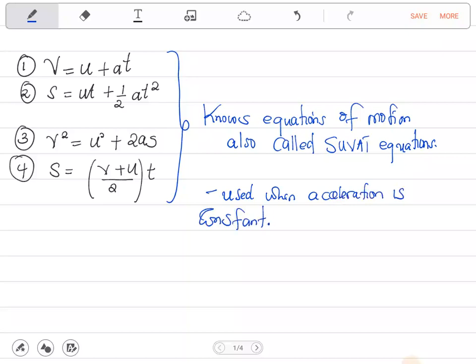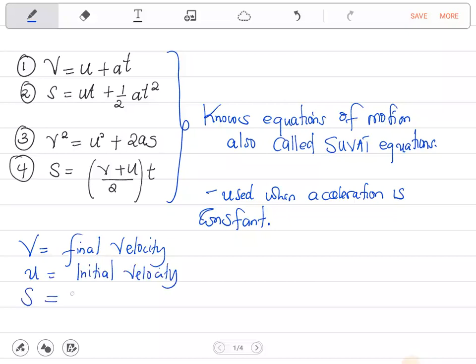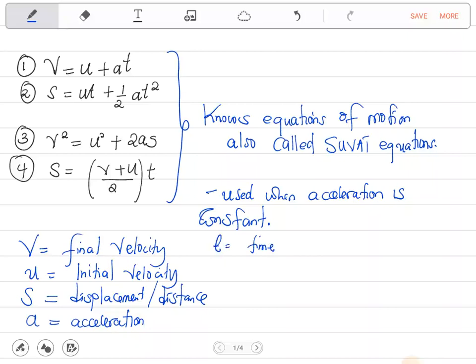Is it making sense? So now let's explain what each term means. This V means final velocity. Then this one means initial velocity. Then we have S, which means displacement. Sometimes it can mean distance. Then A is the acceleration. And the T is for time. I think each and every variable has been talked about there. So this is what these variables mean.